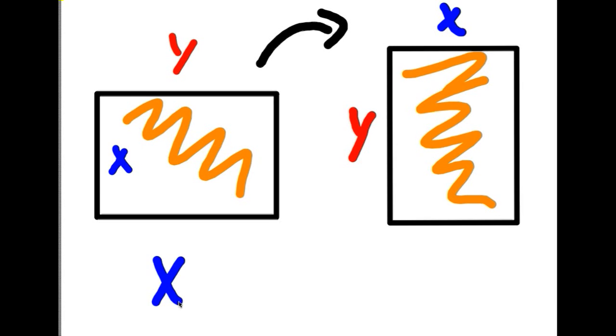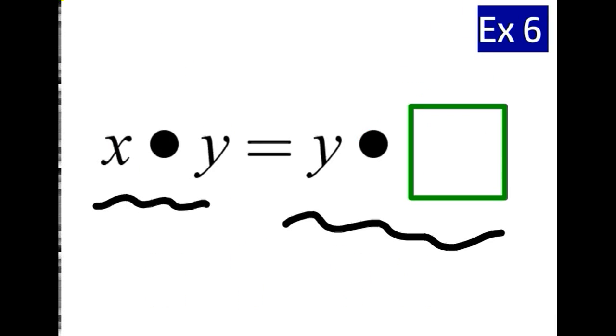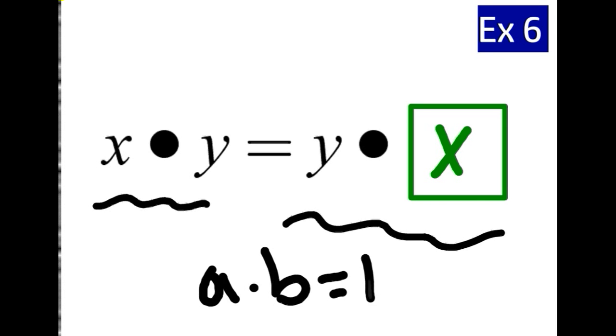Okay, if you do x times y, that's going to give you the area of the first one. And if you do y times x, it's going to give you the area of the second one. Which means x times y equals y times x. And that, in a nutshell, is the commutative property of multiplication. And another way to write that is a times b is equal to b times a.